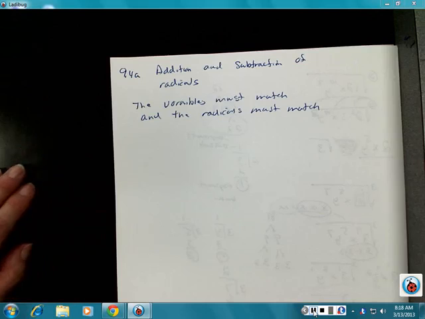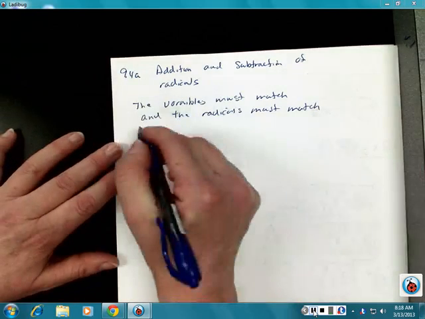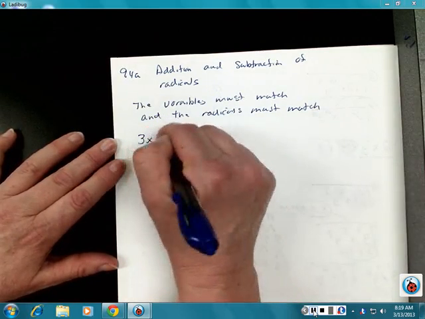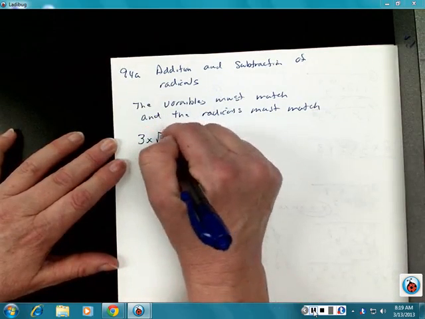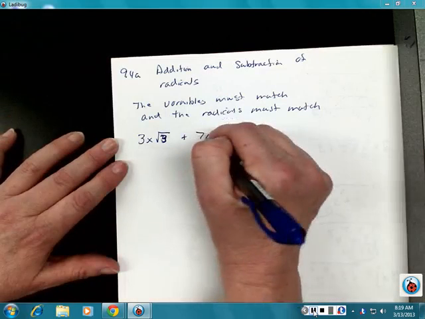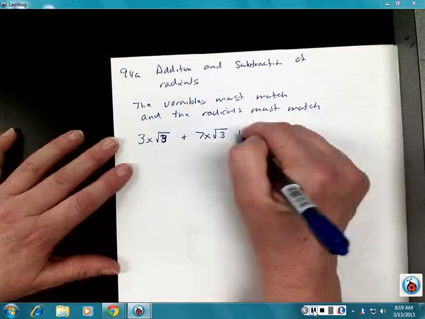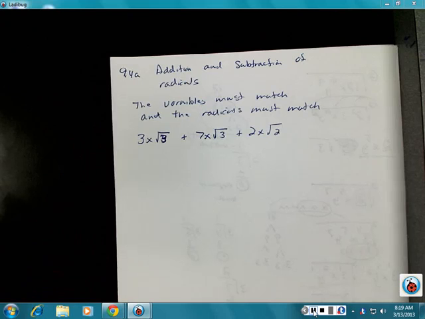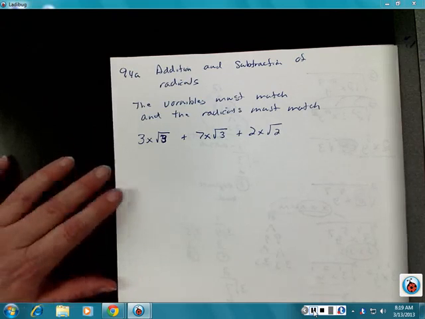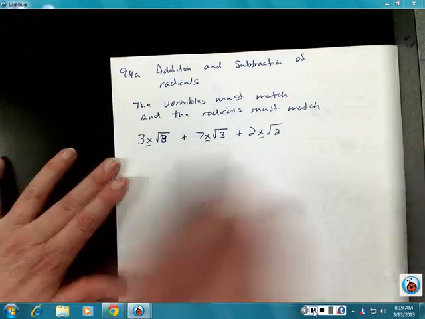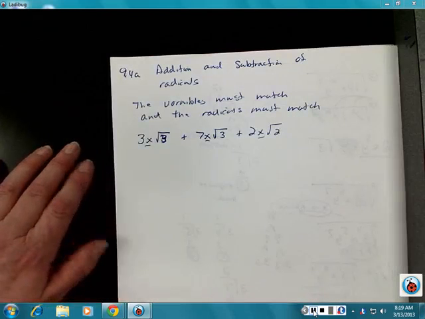So what in the world is all that stuff? Well, that kind of looks like 3x the square root of 3 plus 7x the square root of 3 plus 2x the square root of 2. If that were my problem that I'm working with, I would look at this and say, all right, what do I have that matches? Well, in every one of these, the variable matches. Everybody's got an x.